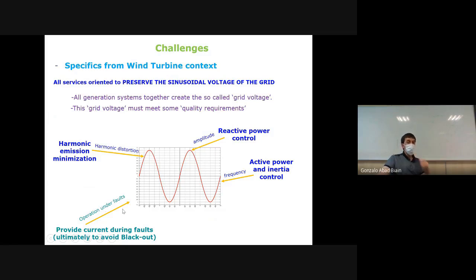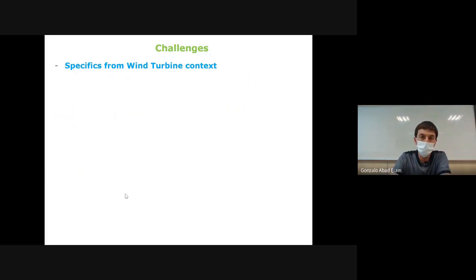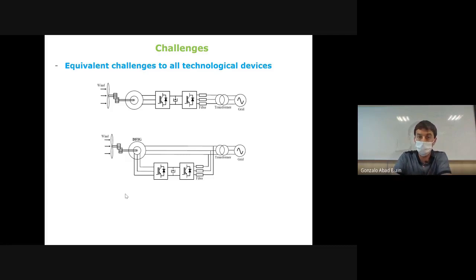And naturally, when a voltage fault occurs, when the voltage drops, they provide short circuit current. So what we are demanding of the wind turbines is to behave as these conventional systems, which is something curious according to my view. I don't know what you think about it.